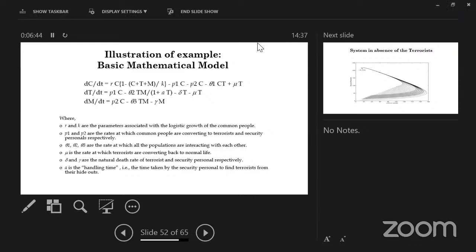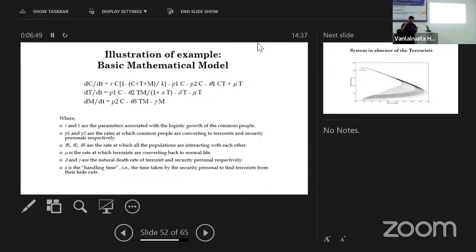Now, what I'm trying to look at is this parameter. The government is spending a lot of money for security, for military purposes. So is it necessary to spend a lot of money, or shall we develop some other mechanism so that the terrorist activities can be minimized? That's my aim. So what I'm trying to do now is show you some numerical results.